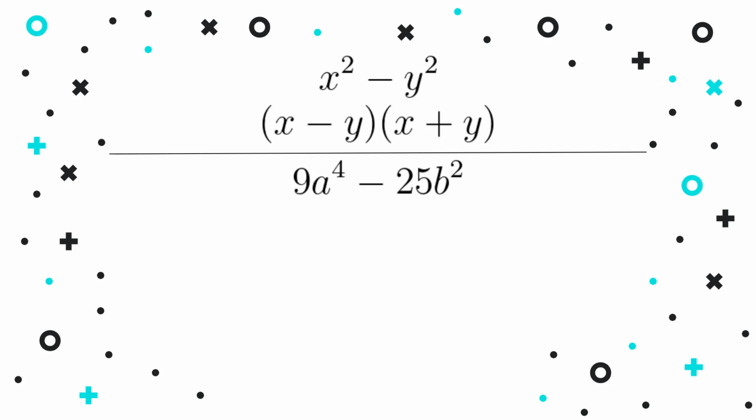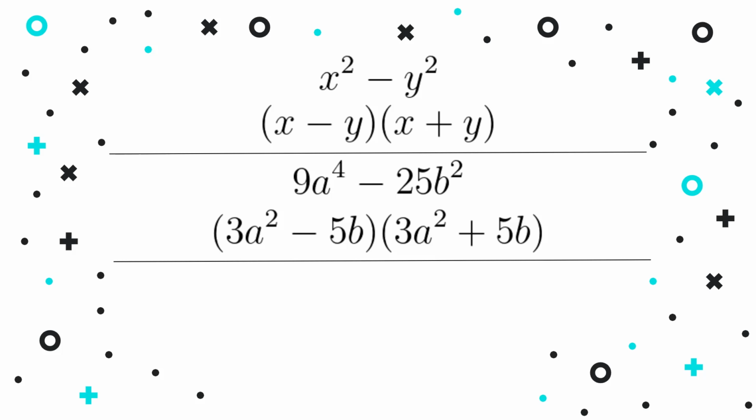So here's another example, 9a to the 4th minus 25b squared. The square root of 9a to the 4th is 3a squared, and the square root of 25b squared is 5b. There's one set of parentheses with subtraction and another set of parentheses with addition.